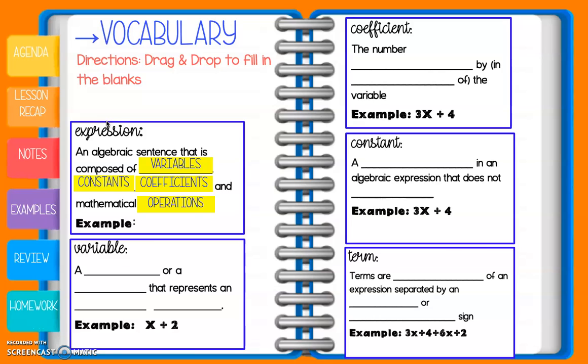There is no equal sign. When we put an equal sign in it, we call it an equation. Okay, so an expression doesn't have an equal sign. So this is an example of what it might look like: 4x plus 12. That is an expression.